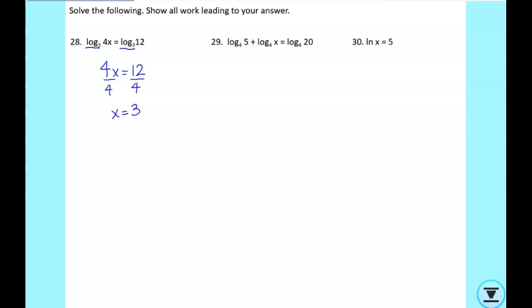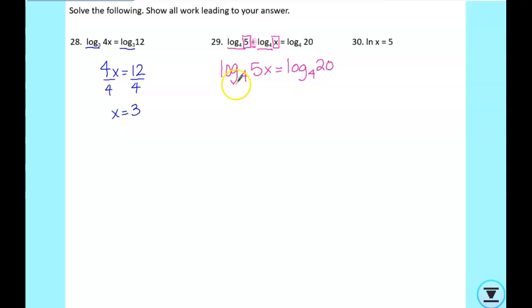On the next one, you notice that we have 2 logs on one side, and those 2 logs are connected by addition. So anytime that you have 2 logs on one side that are connected either by addition or subtraction, that's going to be one where we need to condense first. So when we condense, these 2 logs combine into 1. So this would just be log base 4. And then these 2, since this is addition, these 2 become multiplication. So this would be log base 4 of 5x is equal to log base 4 of 20.